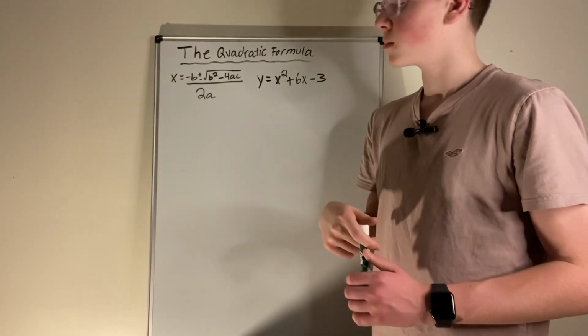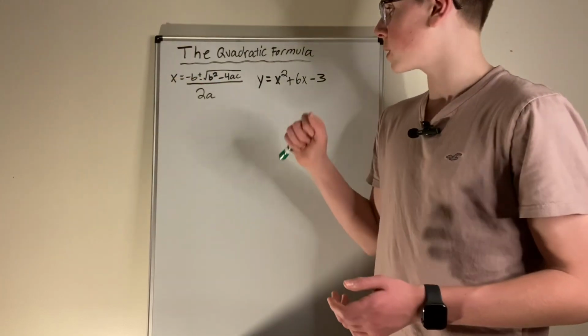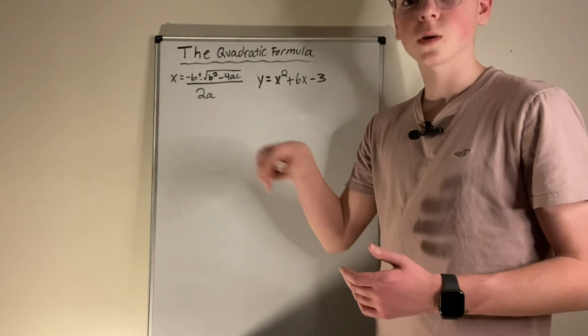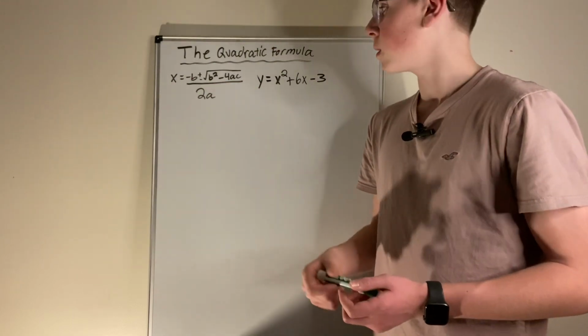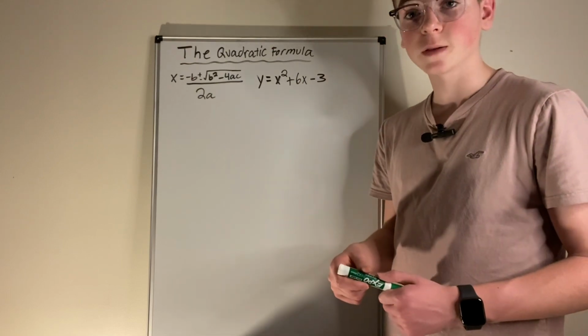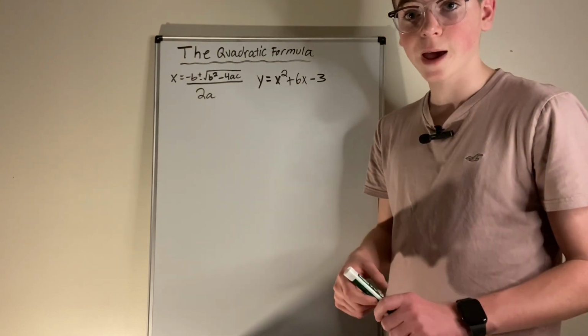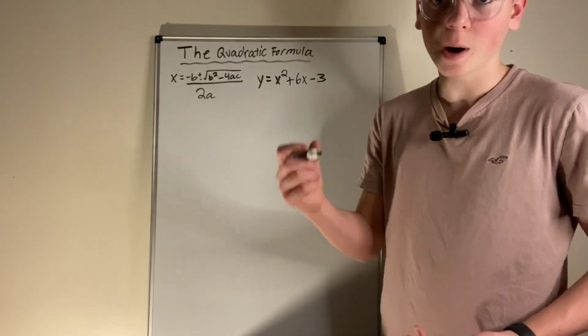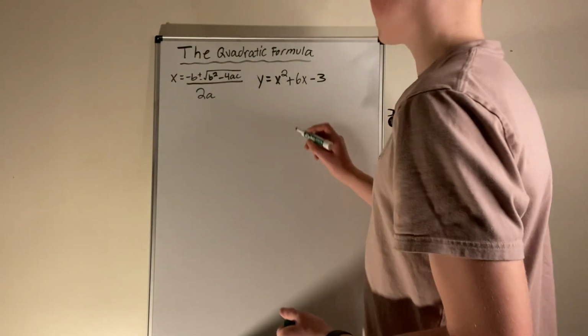So the quadratic formula is: x, our x value of our intercept, equals negative b plus or minus root b squared minus 4ac, all over 2a. That looks like a lot, but it's not that complicated. You just have to memorize the formula.